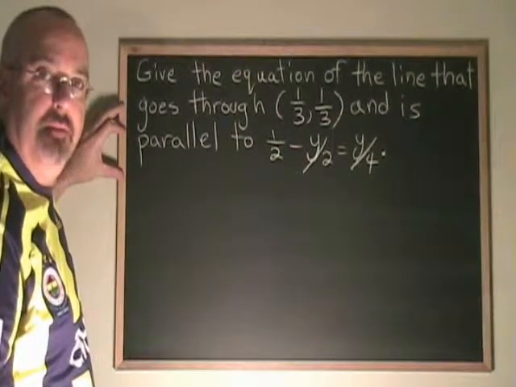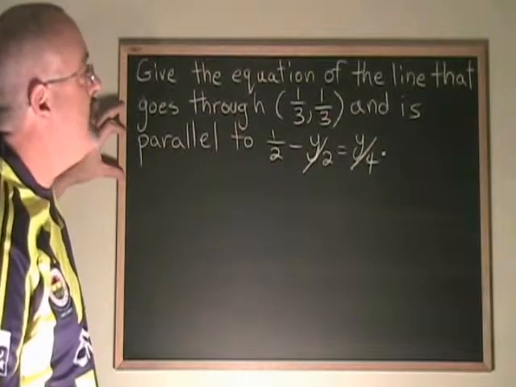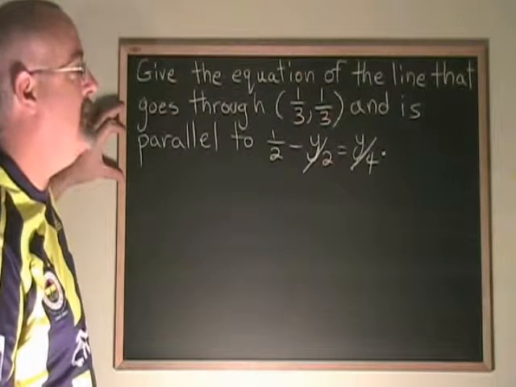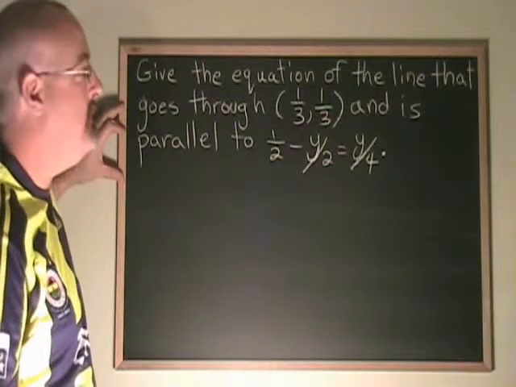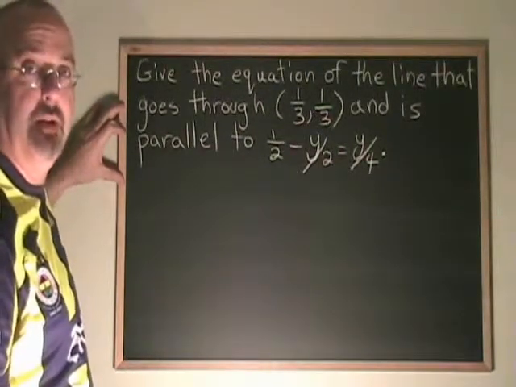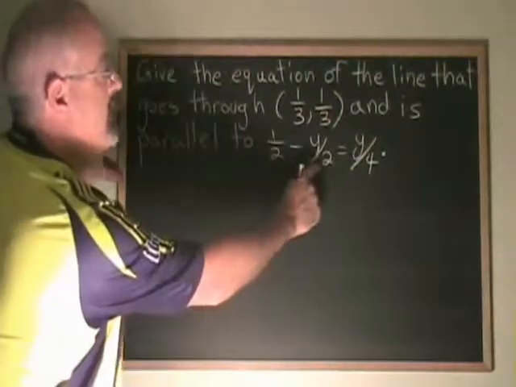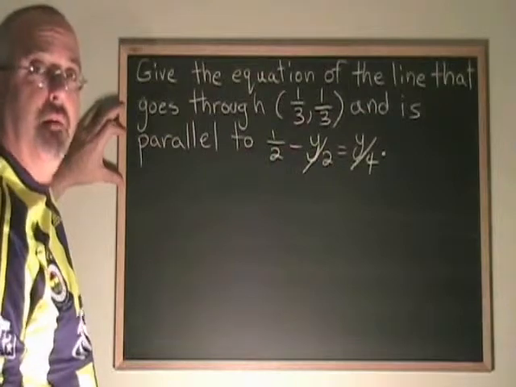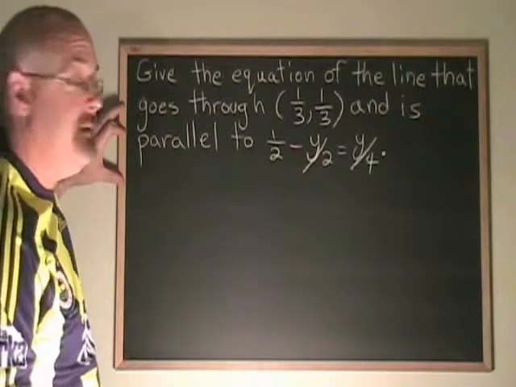Here's another example. Give the equation of the line that goes through (1/3, 1/3) and is parallel to the line 1/2 - y/2 = y/4. Again, we can see there are no x's in this equation. So this is a horizontal line, and we can jump ahead and figure out our answer.